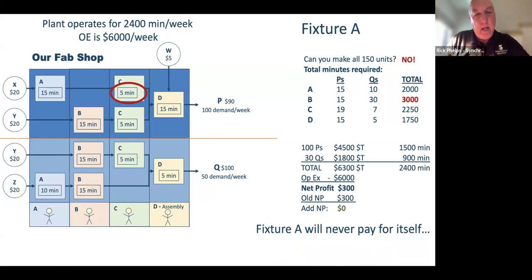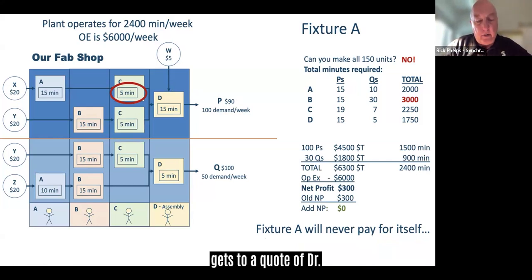Fixture A looks at reducing the time spent as a cost saving for process C, for the processing step C. And this gets to a quote of Dr. Goldratt that said, a minute saved at the constraint is a minute saved for the entire system. And a minute saved at a non-constraint is a mirage, all right? And so this is a mirage.